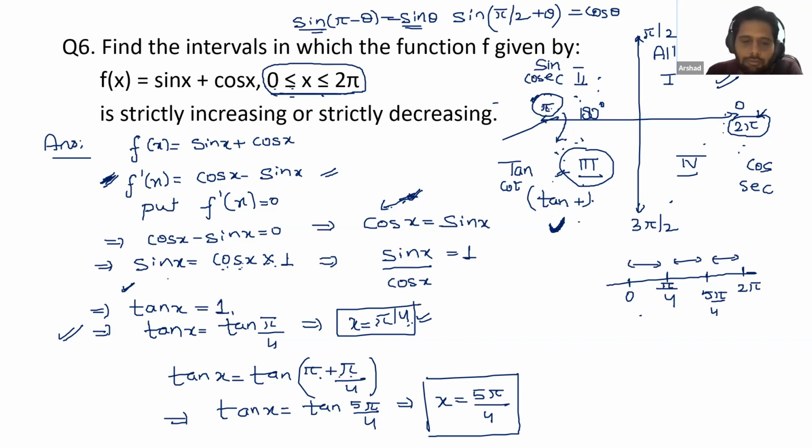So we will write tan x is equal to tan pi by 4, because we need 1. So here we get x equals pi by 4. Now the value of tan is positive in the third quadrant also, so we need the angle in the third quadrant too. We will write tan x is equal to tan of pi plus pi by 4, because I already told you to use pi and 2 pi. So we get tan x is equal to tan 5 pi by 4. So x is equal to 5 pi by 4.